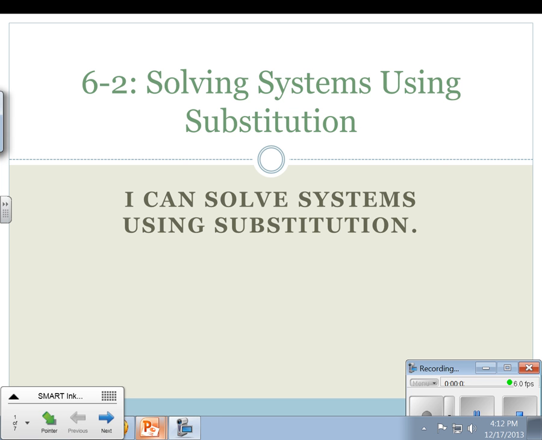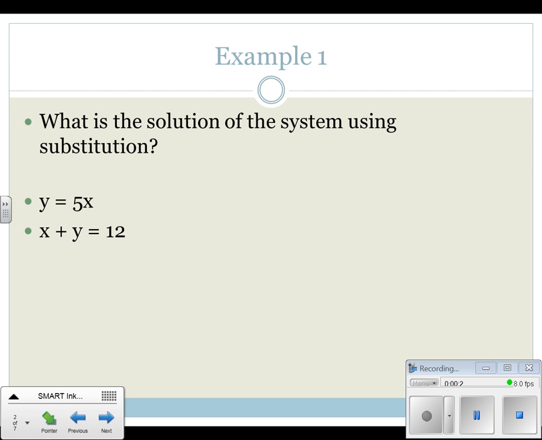In this video 6.2, we are going to be solving systems using substitution. So we've gone over how we solve by graphing. Now we're going to look at the method with substitution. By the end of the video and work time in class, you should be able to say, I can solve systems using substitution. We're going to look here at y equals 5x and x plus y equals 12.